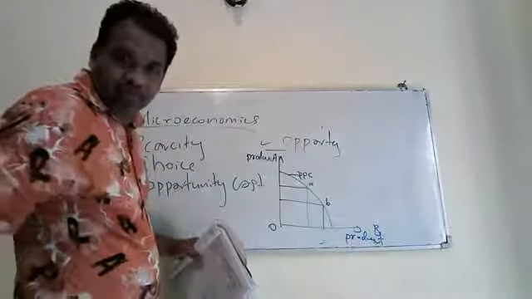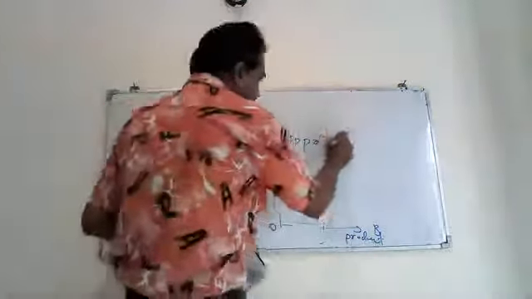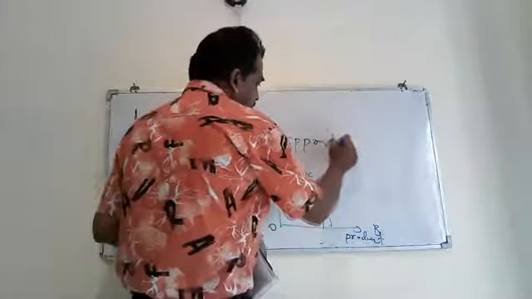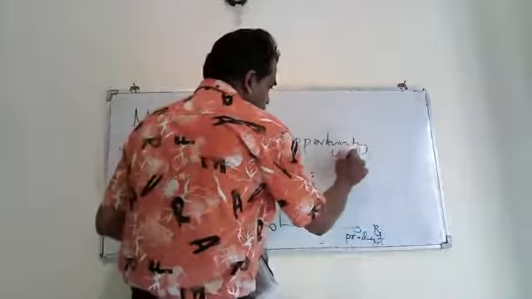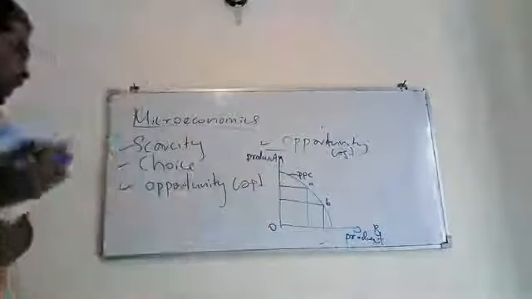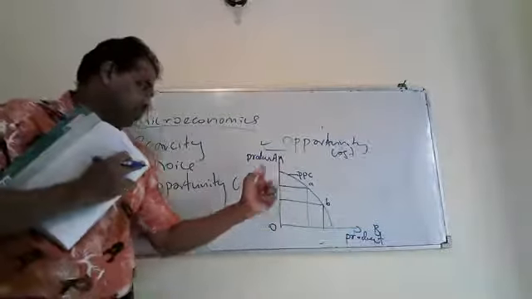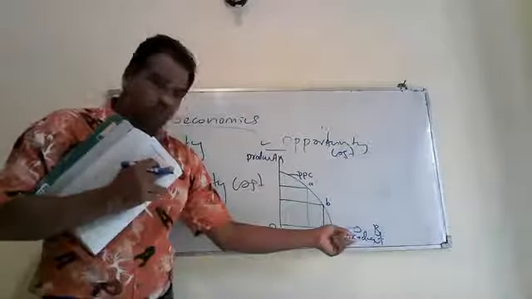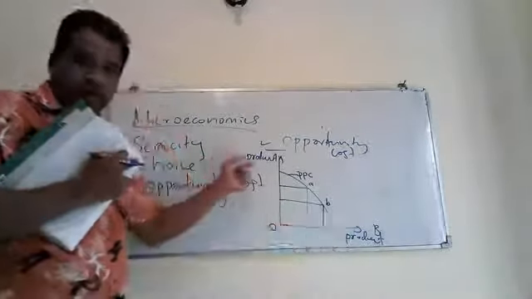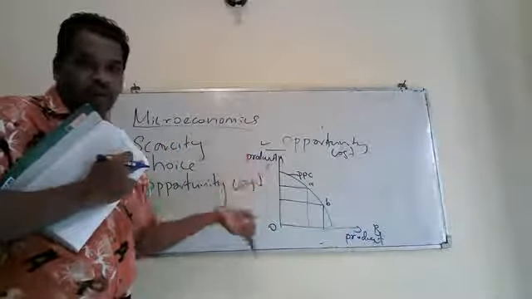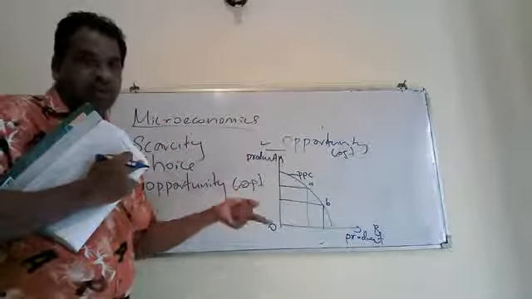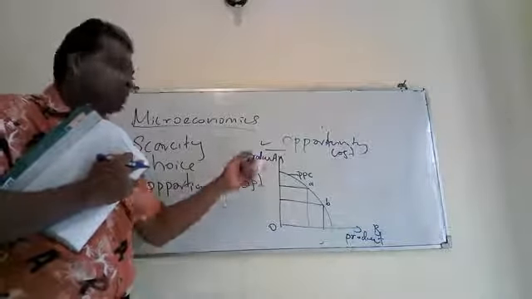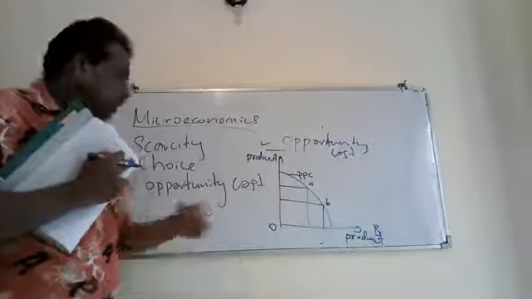Opportunity cost is the cost of the next alternative. Right. You know, here, if you want to increase production from one item, you have to decrease the production from the other item. That is opportunity cost. You should know the definition and you should know how to use a PPC diagram to explain opportunity cost.